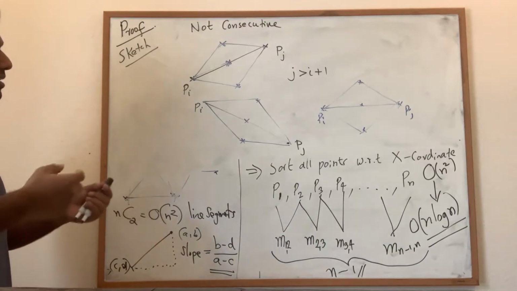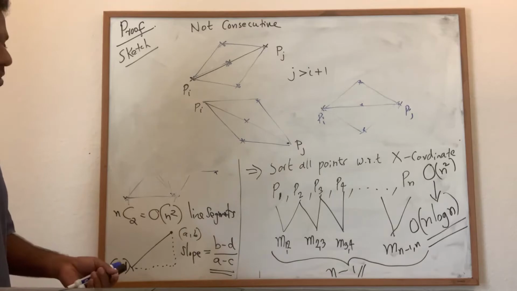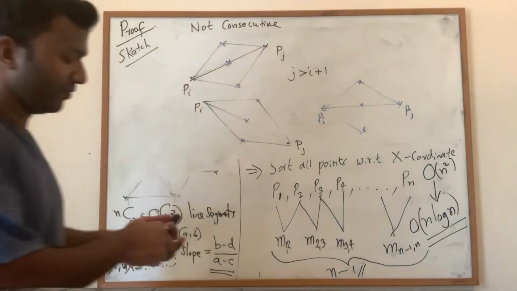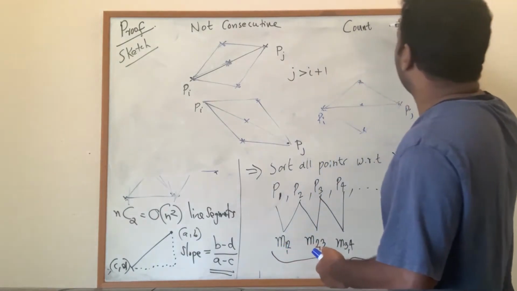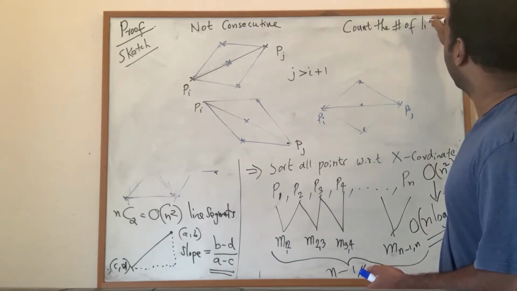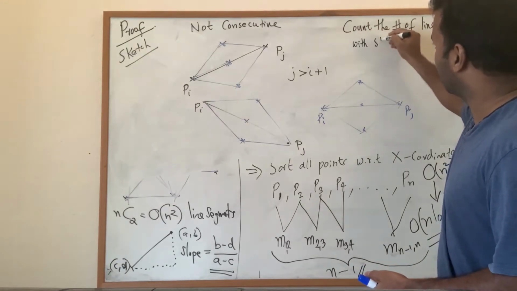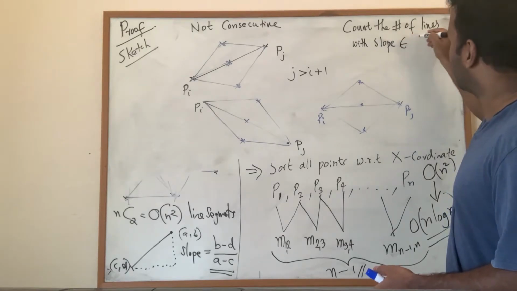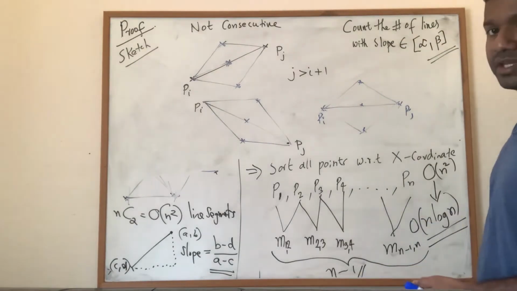Now let's get into the last portion, that is counting the number of line segments with slope between alpha and beta, some given alpha and beta.